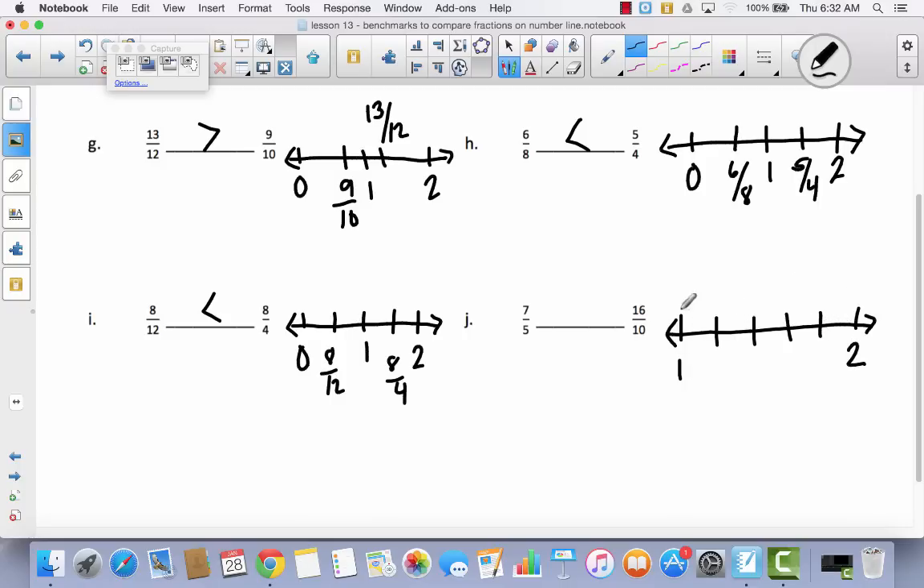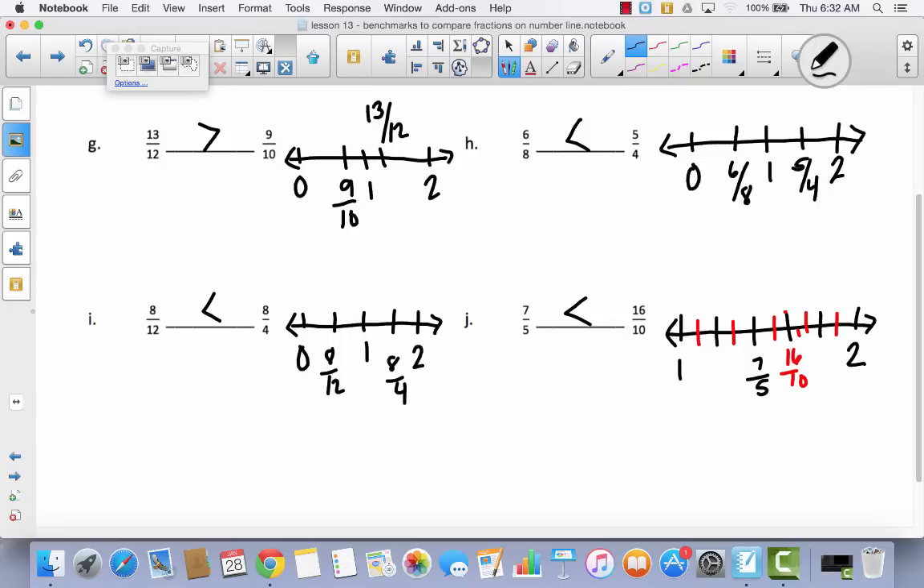So this is 5/5, 6/5, 7/5. Now to make tenths is going to be pretty easy because if I already have fifths and I want to make 10 parts, all I have to do is divide all of my fifths into halves just like this. So now I have 1, 2, 3, 4, 5, 6, 7, 8, 9, 10 parts. So this would be 10 tenths, 11 tenths, 12 tenths, 13 tenths, 14 tenths, 15 tenths, 16 tenths. So now by looking at the number line, we can tell which is the greater fraction. 7/5 comes before 16 tenths, so it is less than.